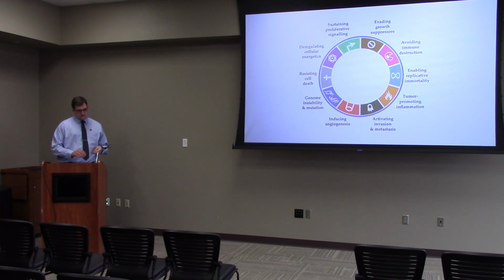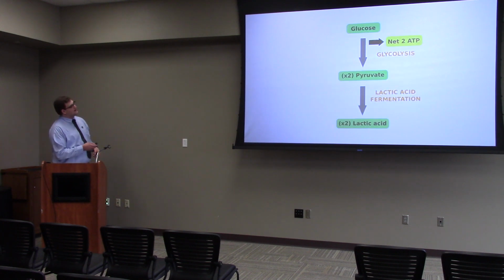Starting out with deregulating cellular energetics, a cell gets its energy through a process called glycolysis, where glucose molecules are broken down and harvested to make ATP for the cell. And this process cannot occur without oxygen. Oxygen produces that last little bit of energy needed to finalize this process. And if oxygen is not present, a process known as lactic acid fermentation will occur.